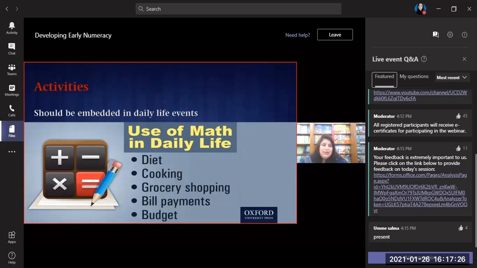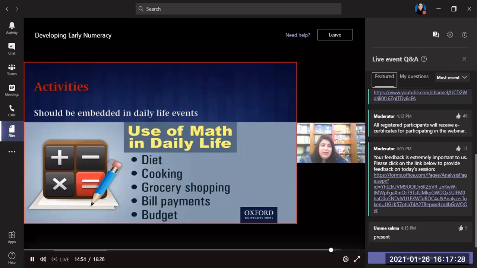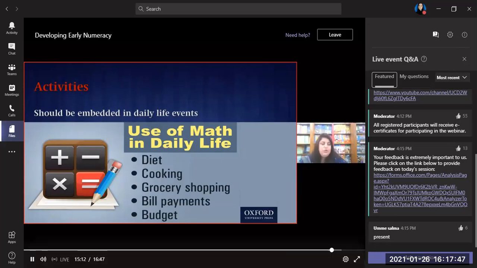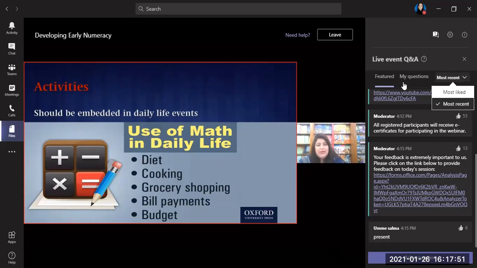So all these events should be family events where children are involved in the mathematical part, and they should be told how you are purchasing things, how you are actually measuring while cooking, how you are actually making the bill payments, and what amount do you pay and what is left behind, and how do you actually form a budget, so that they can actually make connections.